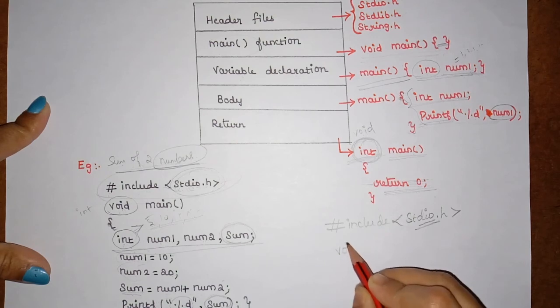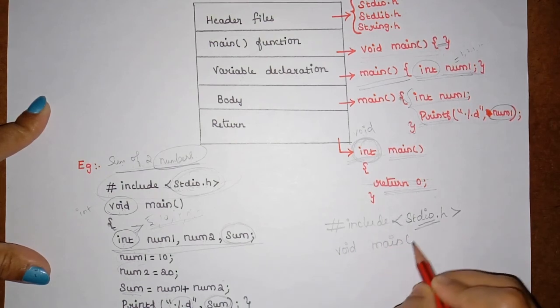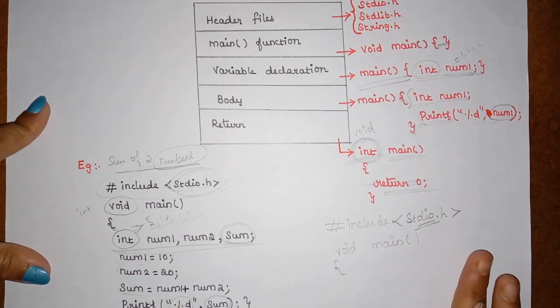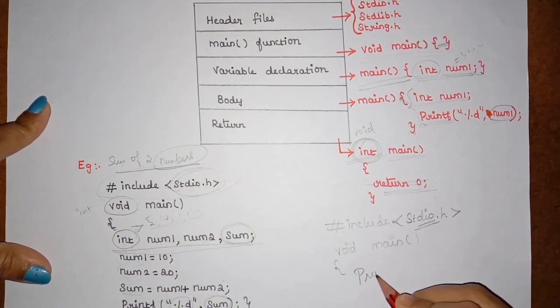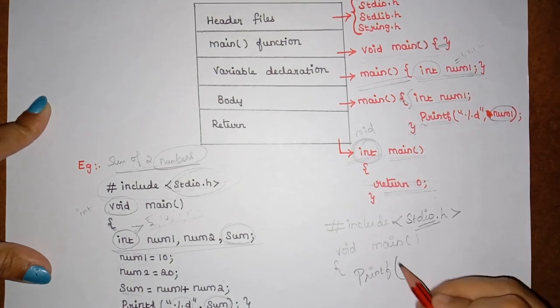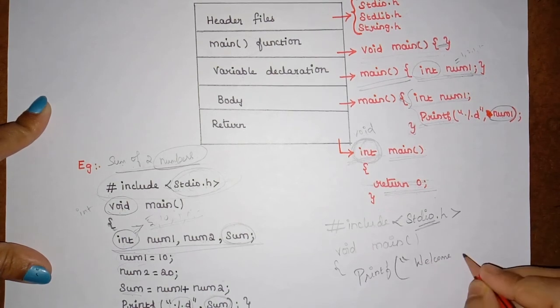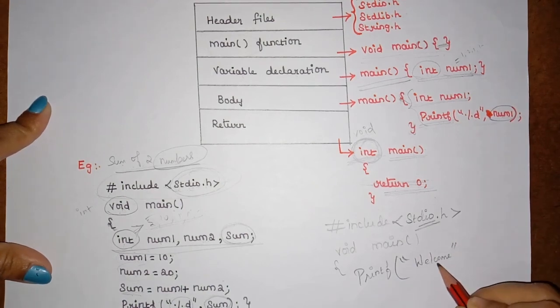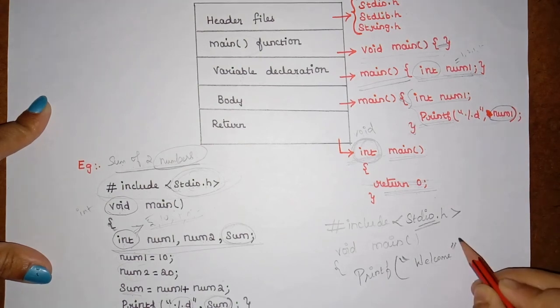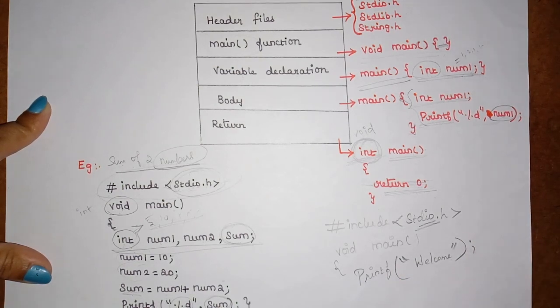And after the header file, we should always use the main function. So void main. Inside the main function, here I am not going to perform any operation. I am not going to do any task. I am just going to print some statement as output. So whenever we need to print something as output, what do we have to do? We have to use the statement printf. Inside this printf, whatever you want to print, just give it inside the double quotes. So here inside the double quotes, I'm just printing welcome. This welcome should be written inside the double quotes. Then close this printf along with this semicolon.